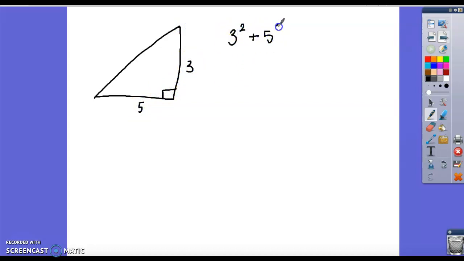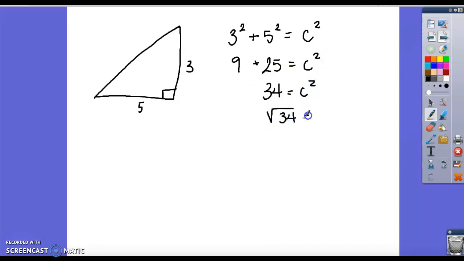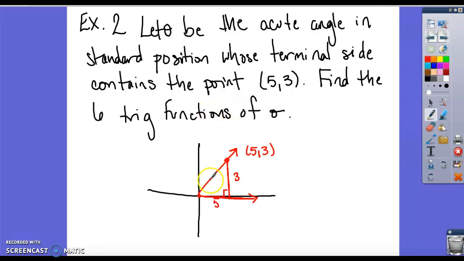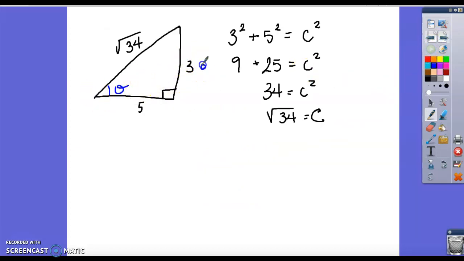Okay, so I need to find my 6 trig functions, right? So I've got to find the length of the hypotenuse as well. So I have 9 plus 25. It's 34. There aren't any perfect squares that go into 34, so the hypotenuse of this triangle is the square root of 34. You can still label these sides if you need to. Theta is this angle right here. So this side would be the opposite, this would be the adjacent, and this would be the hypotenuse.